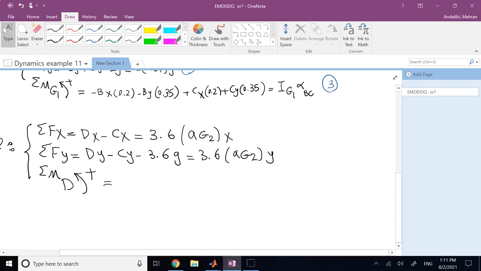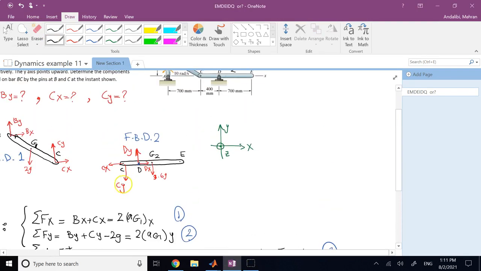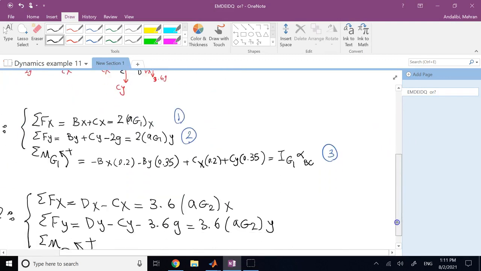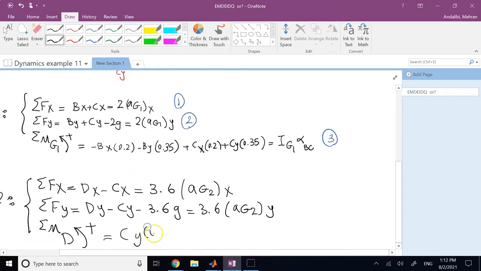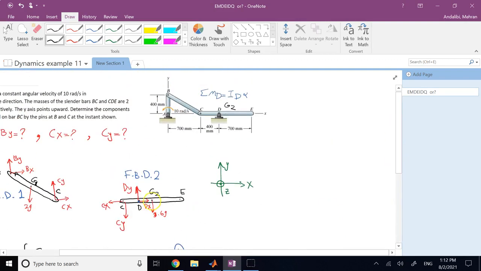Now about point D, we have two forces. One of them is the unknown cy, which has a counterclockwise moment. The distance between cy and D is definitely 400. So it is going to be cy times 400 in millimeters, or 0.4 in meters, minus the mg force, 3.6 g, right? That force also has a moment about D that's definitely clockwise, negative, and the distance between this mg force and D, right? So this is g2 in the middle, and this distance here is clearly 150, right?